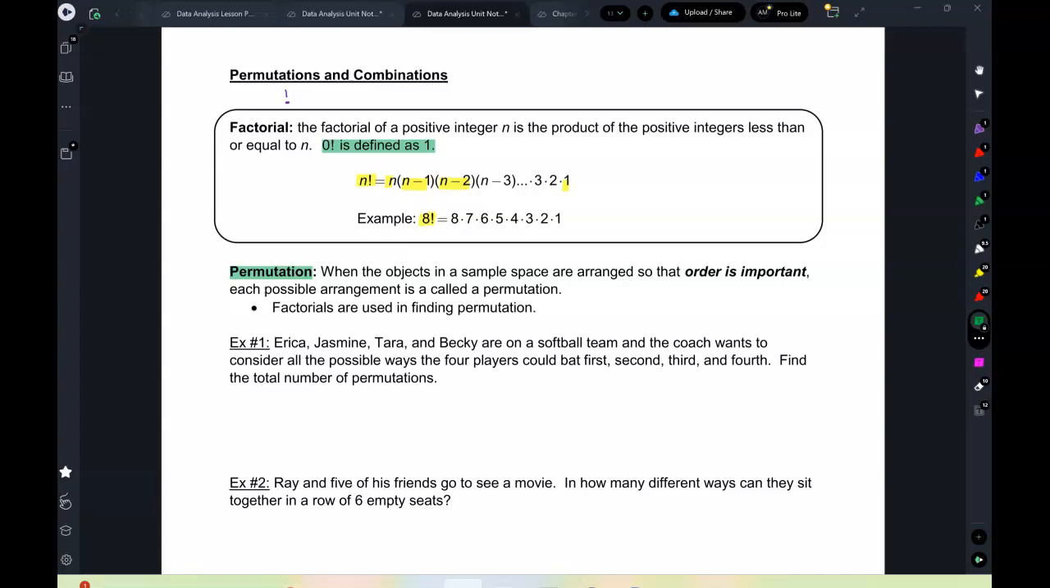Versus, look at this example. These people are on a softball team, and the coach wants to consider all the possible ways the 4 players could bat first, second, third, fourth. Now, it makes a difference whether I say Erica, Jasmine, Tara, Becky, because they're going to bat first, second, third, fourth, right? Or if I gave the names in a different order, right? So that second example, where it makes a difference the order in which you say it, that is called a permutation.